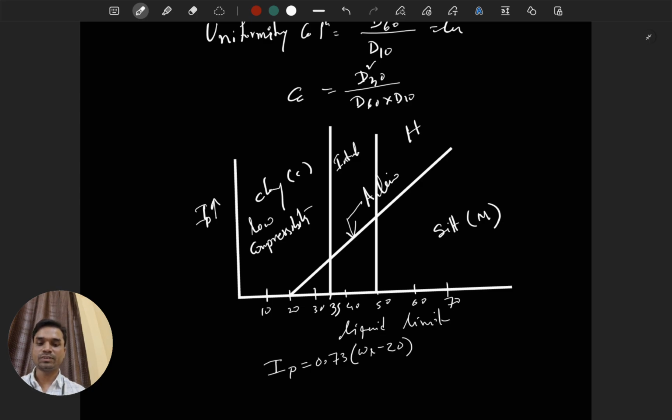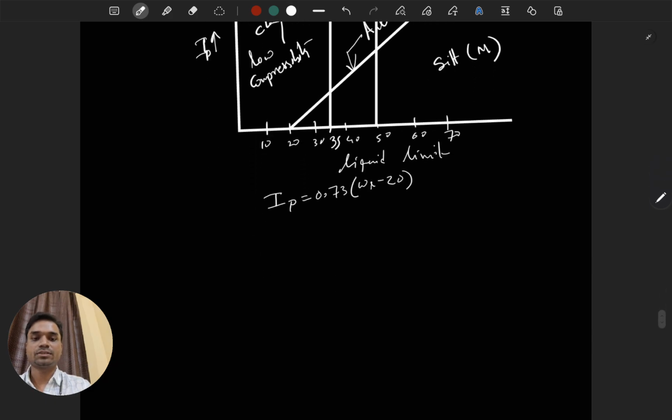IP is equal to 0.73 into liquid limit WL minus 20. Okay, this is known as the A line. Above the A line is clay, below the A line is silt. Okay, and three categories are there: low compressibility, intermediate, and high. Clear? Okay, next.